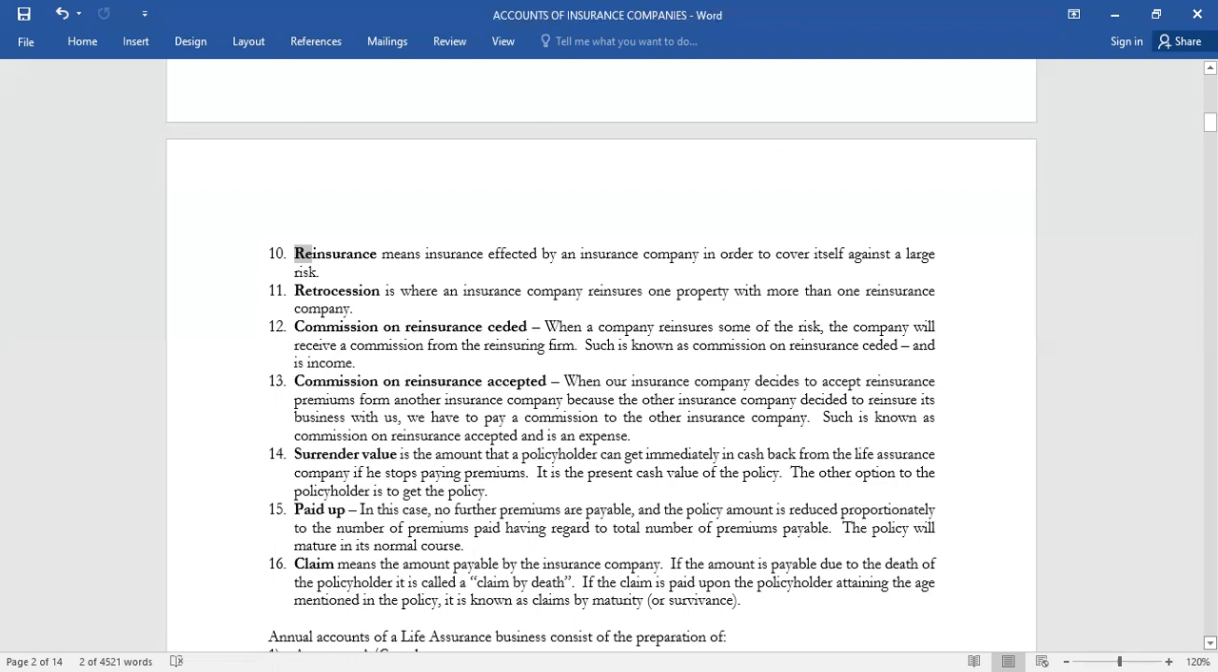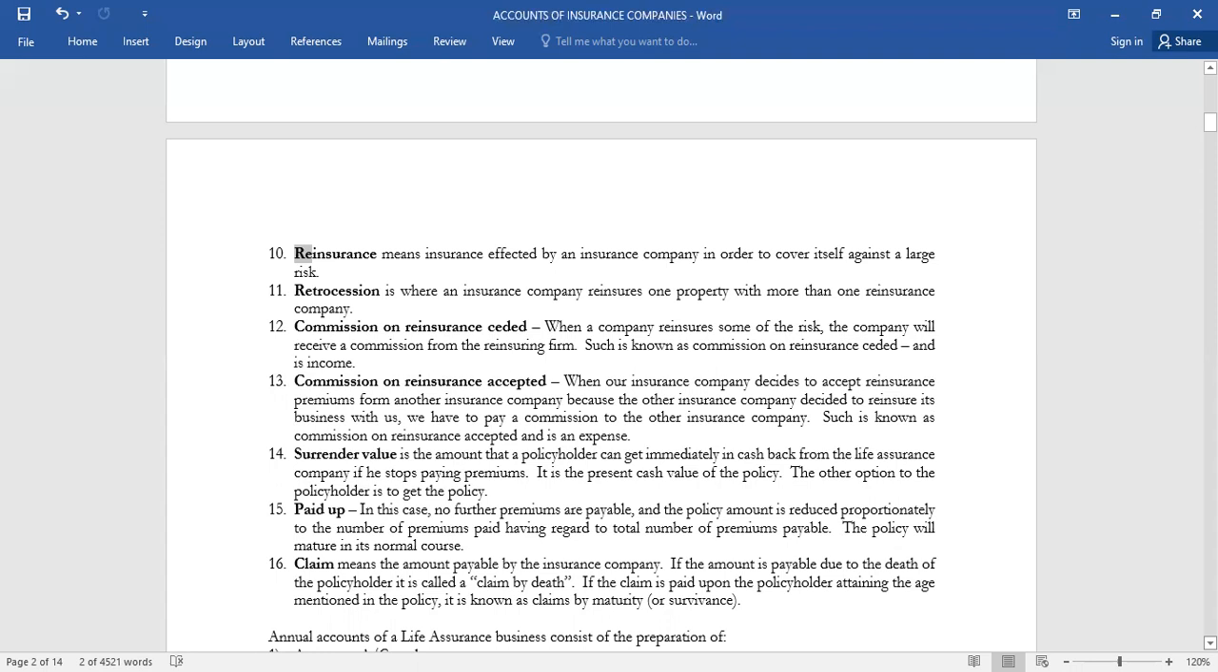Then you have the paid up. And in this case, the insurance company doesn't expect any further premiums. So at 80 years, when it is mature, the insurance company is optimal. So the policy amount is now proportionately reduced to the number of premiums paid, having regard to the total number of premiums that are paid. So this will mean we let now the insurance policy take its natural course of action. It will mature.